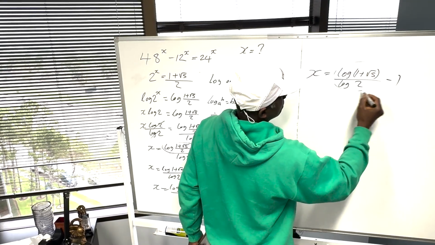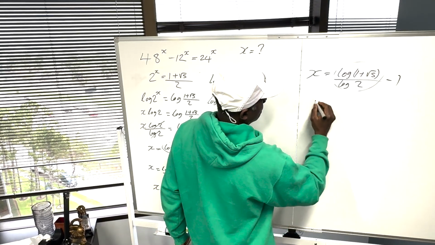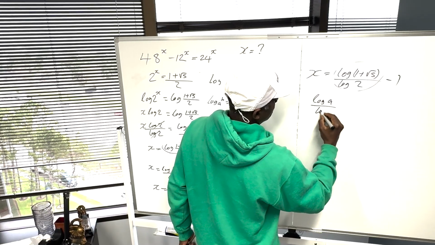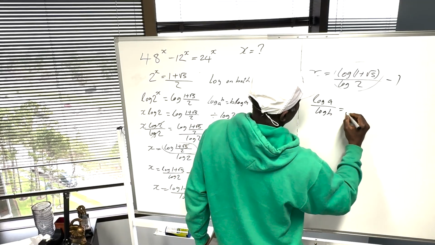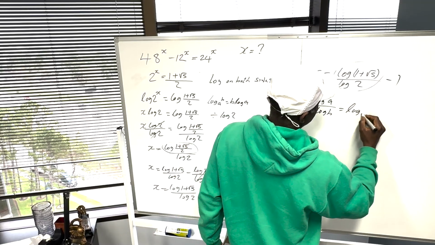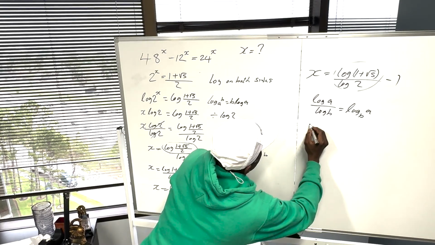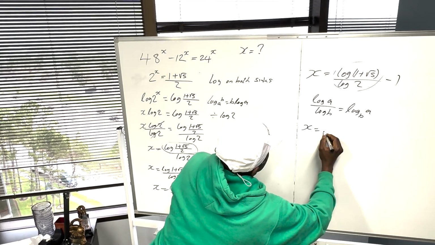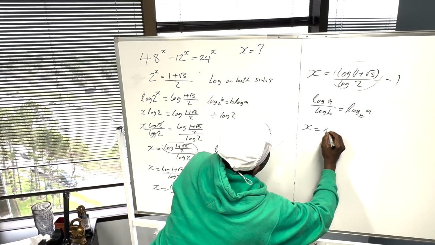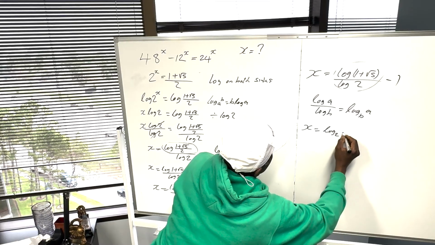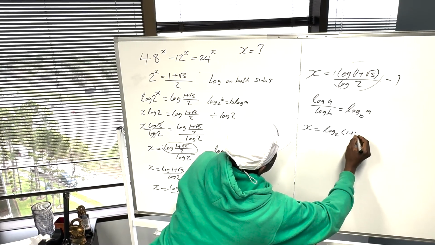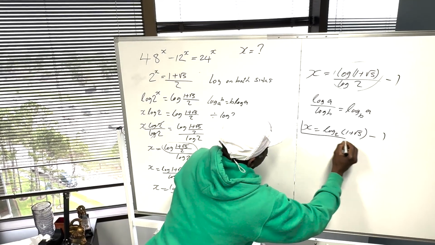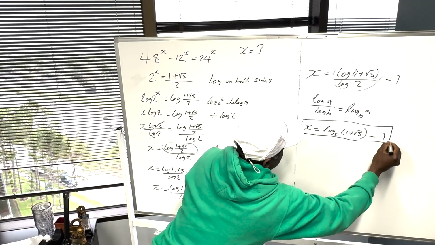From this term, we use the log principle log a over log b is equal to log base b of a. We now get x is equal to, b is 2, so we have log base 2 of 1 plus square root of 5, minus 1. So this is your value for x.